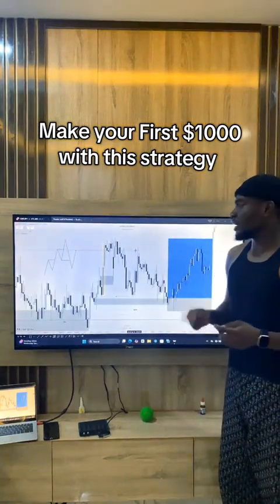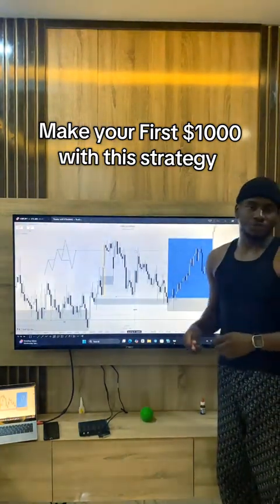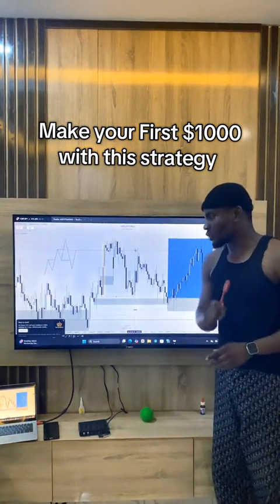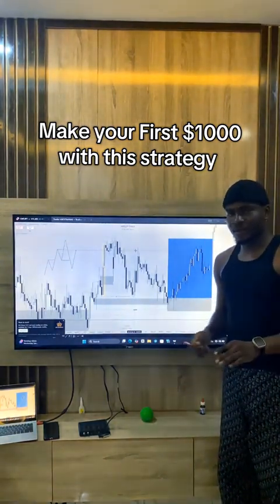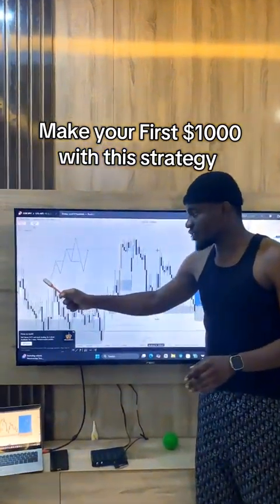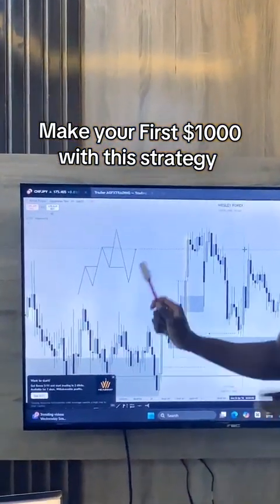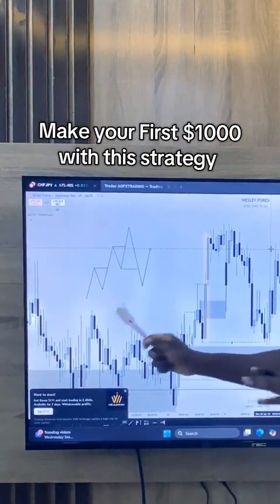Alright, so let me show you how I was able to catch this trade just in the previous trading week. Now, there is something called the 3 drive pattern. It looks something like this. This is just an illustration of how the 3 drive pattern looks or basically works.